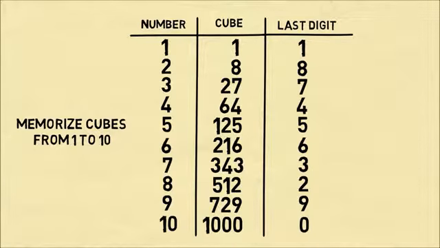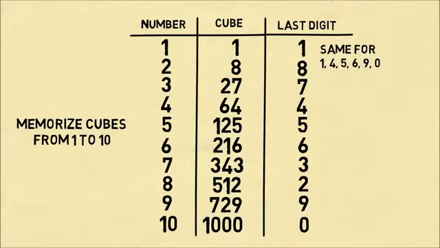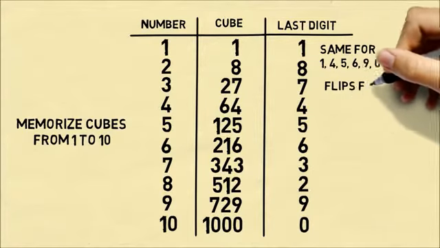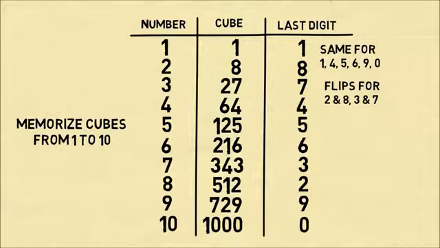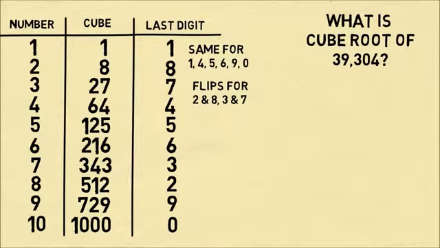When you memorize these 10 cubes, you should also remember the last digit. So an easy way to remember this is that for the numbers 1, 4, 5, 6, 9, and 0, the last digit is the same as the number. And for the numbers 2 and 8 and 3 and 7, the last digit flips. So the last digit for 2 is 8 and the last digit for 3 is 7 and vice versa. So let's do the trick.